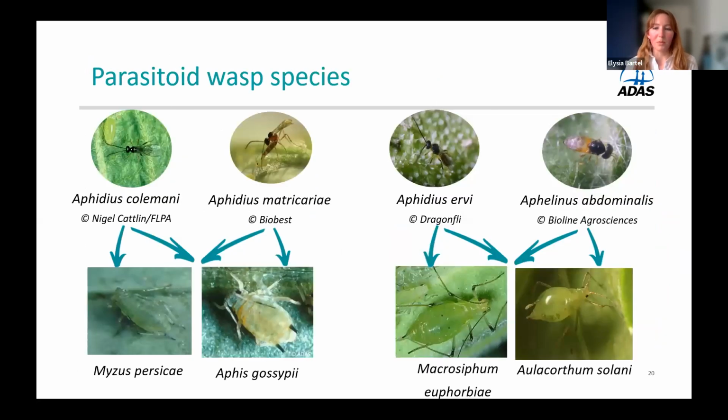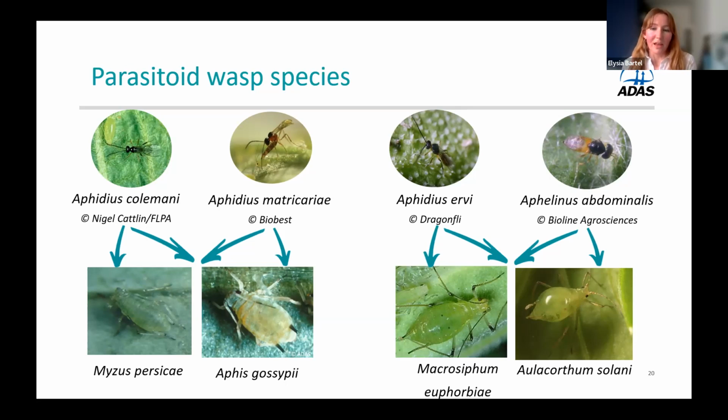So this is when it becomes important to know which aphid species you have, as some parasitoids are better for parasitizing some aphids. Aphidius colemani and Aphidius matricariae parasitize the small aphid species, that's Myzus and Aphis casspi. In general, Aphidius colemani is better than matricariae, but matricariae covers a wider host range.